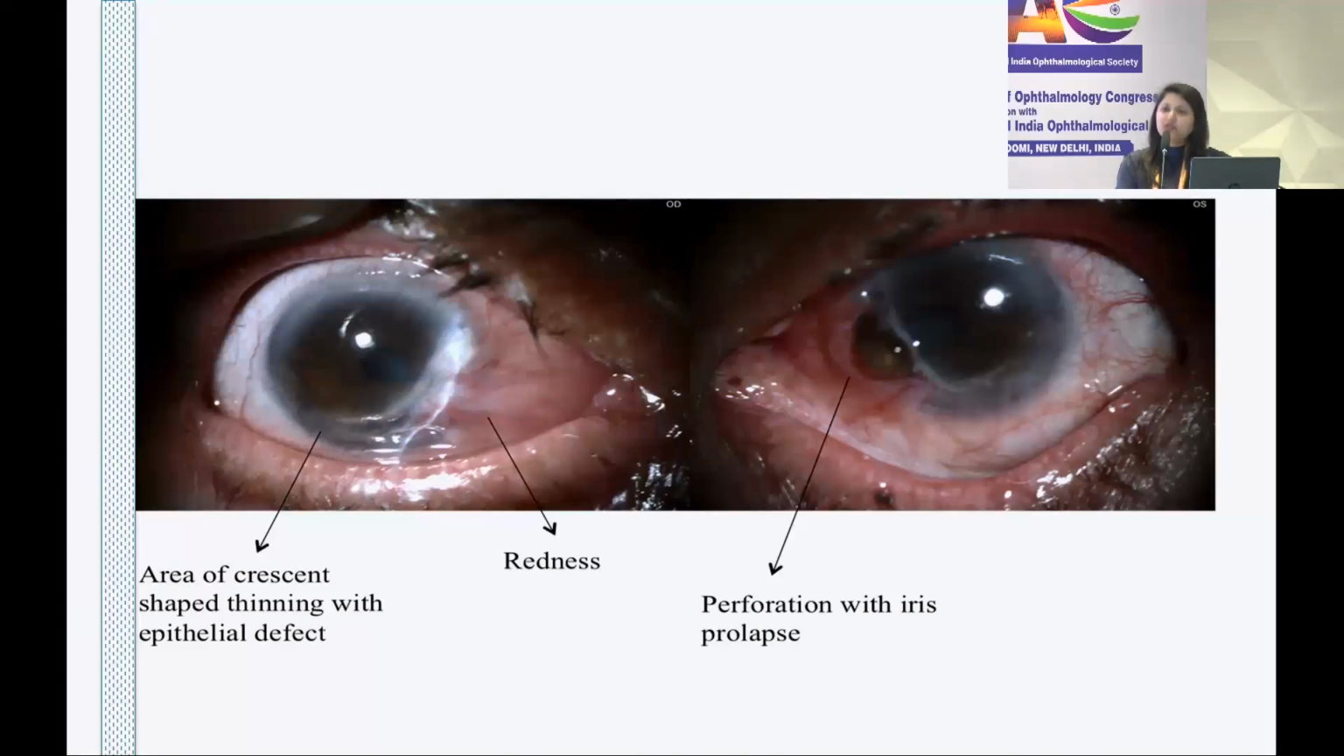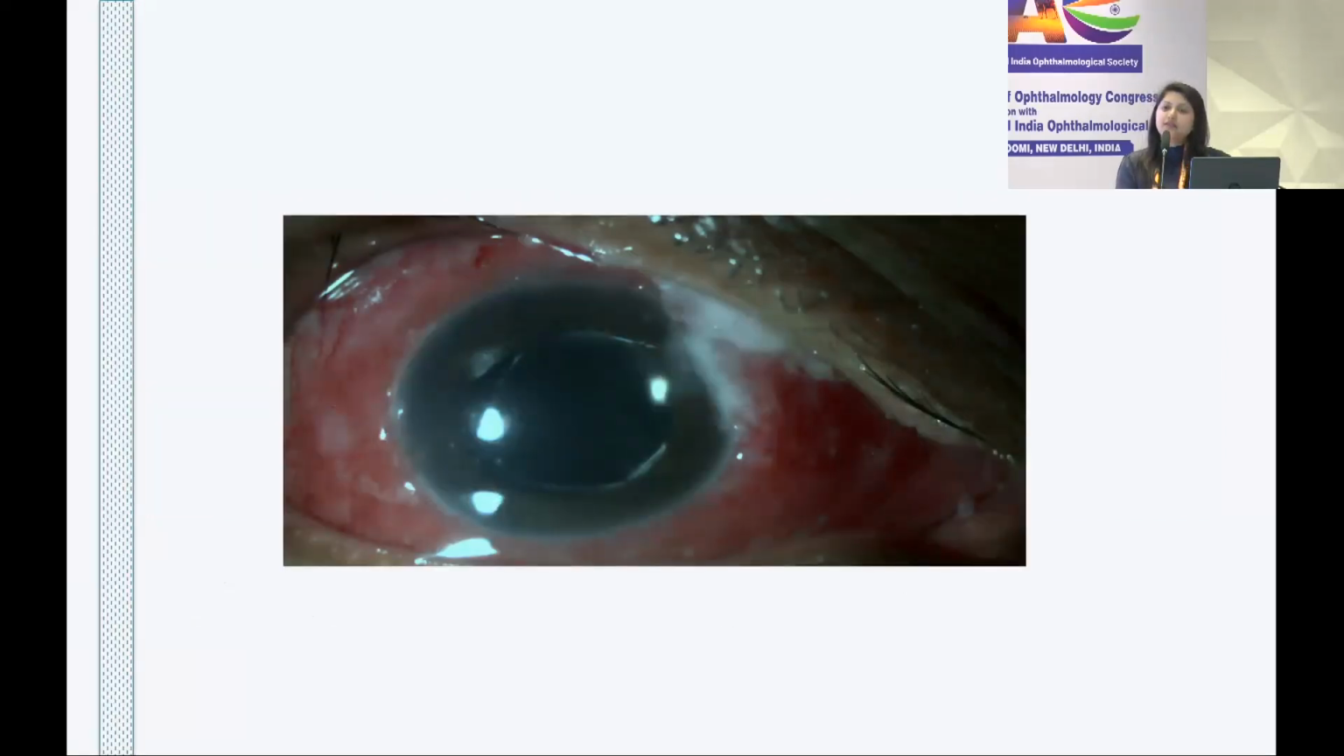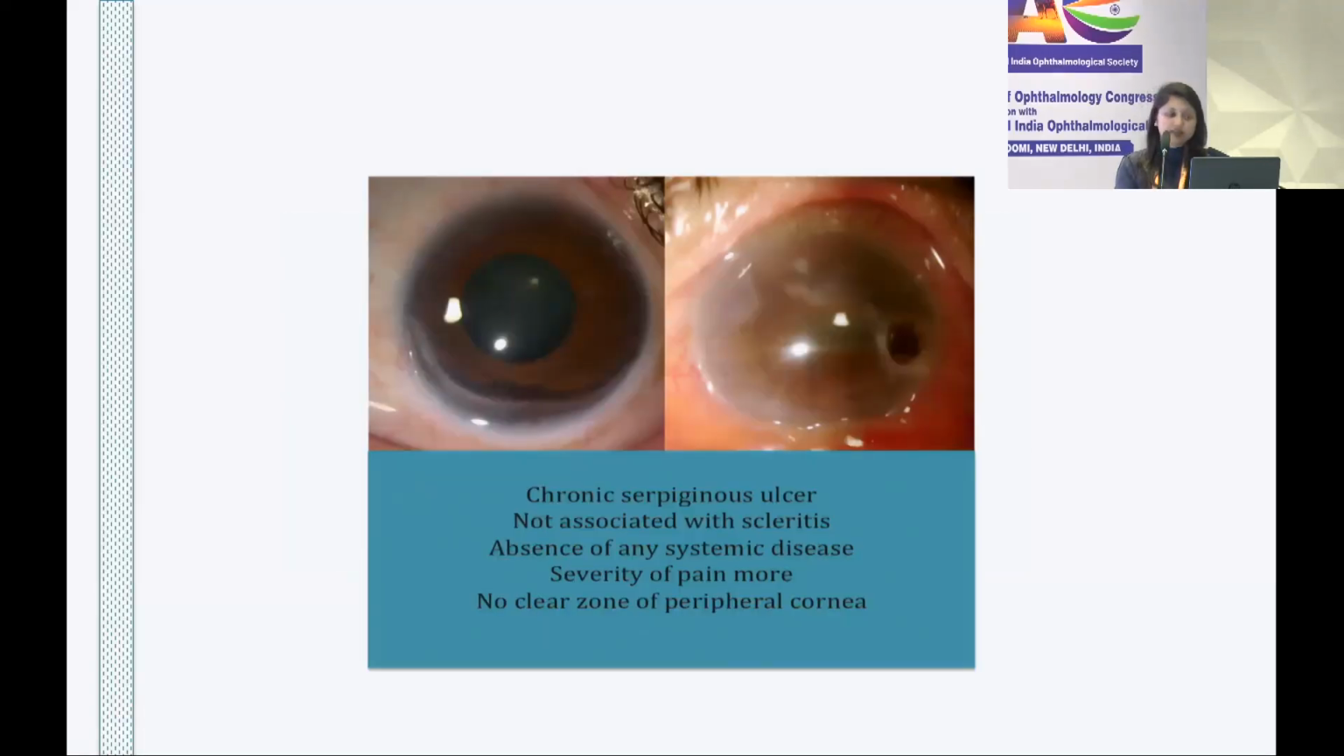It is mostly unilateral but can have a bilateral presentation, can present only with a defect or be a perforated presentation. It may or may not have an infiltrate, but when there's an infiltrate, a corneal scraping, like how an ulcer is scraped, is to be done.